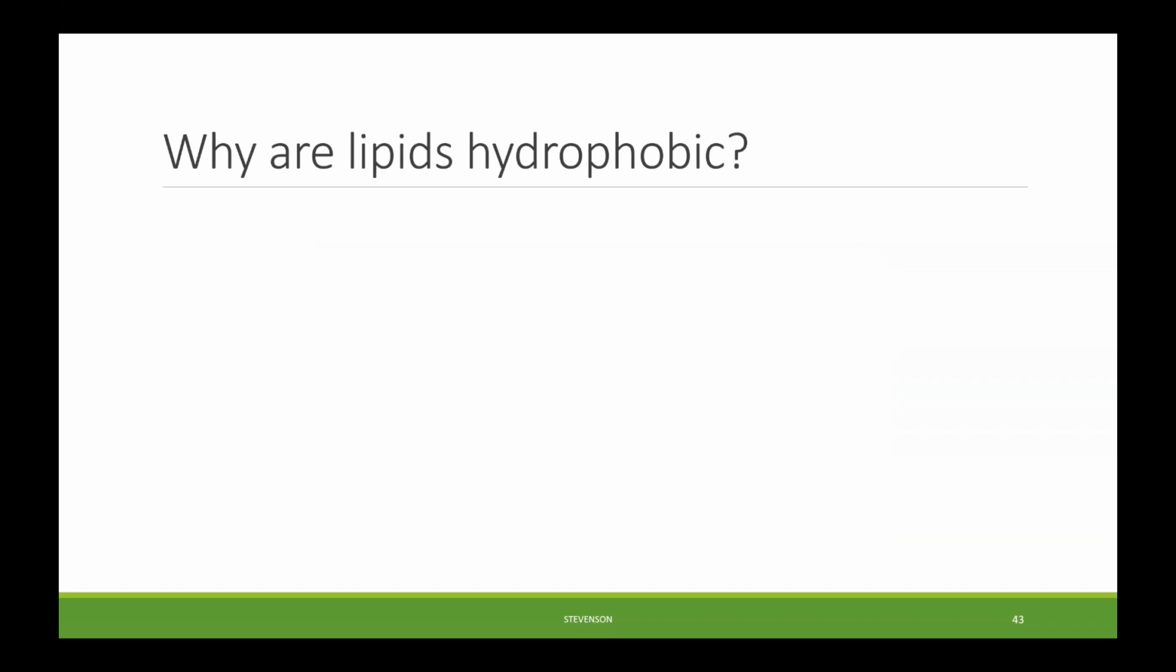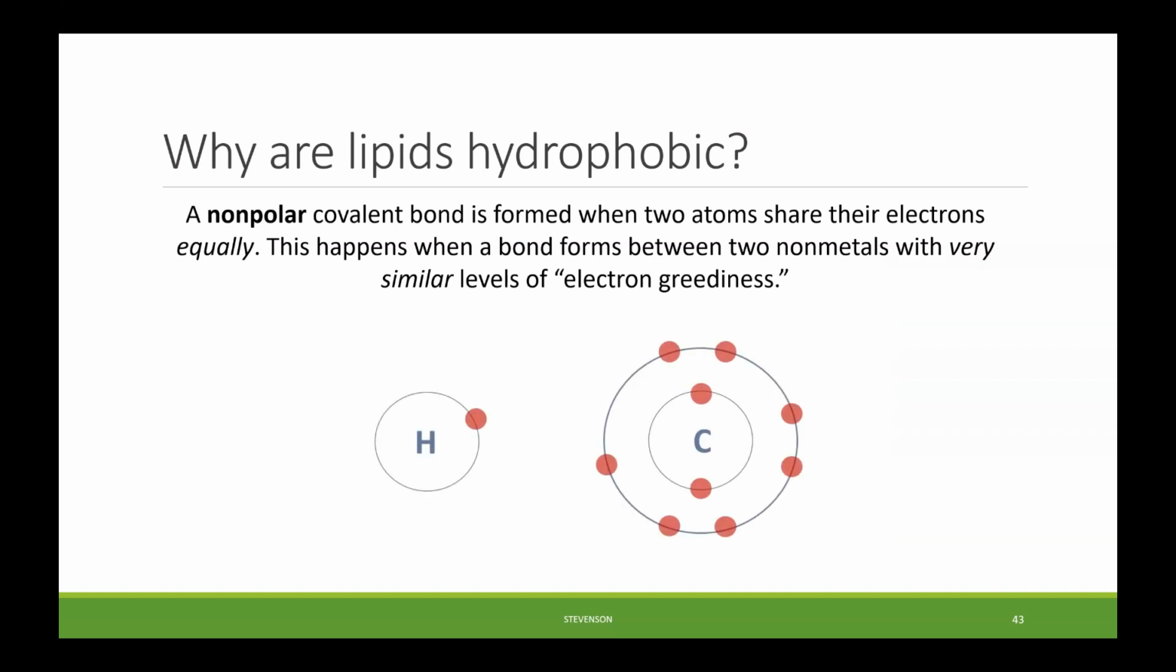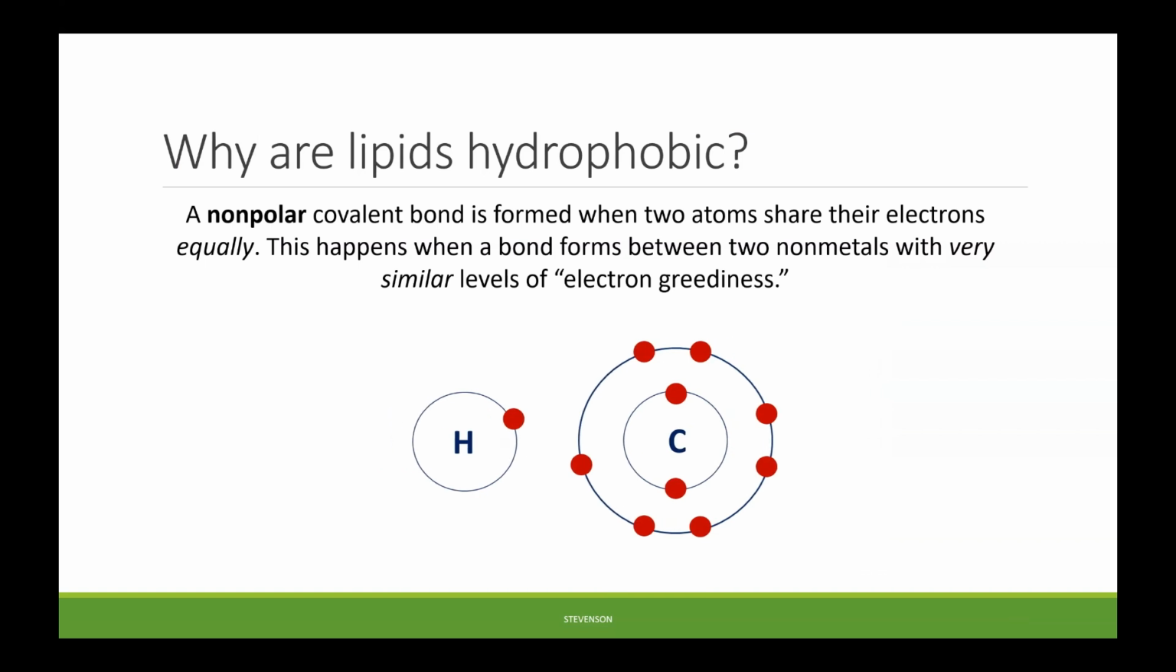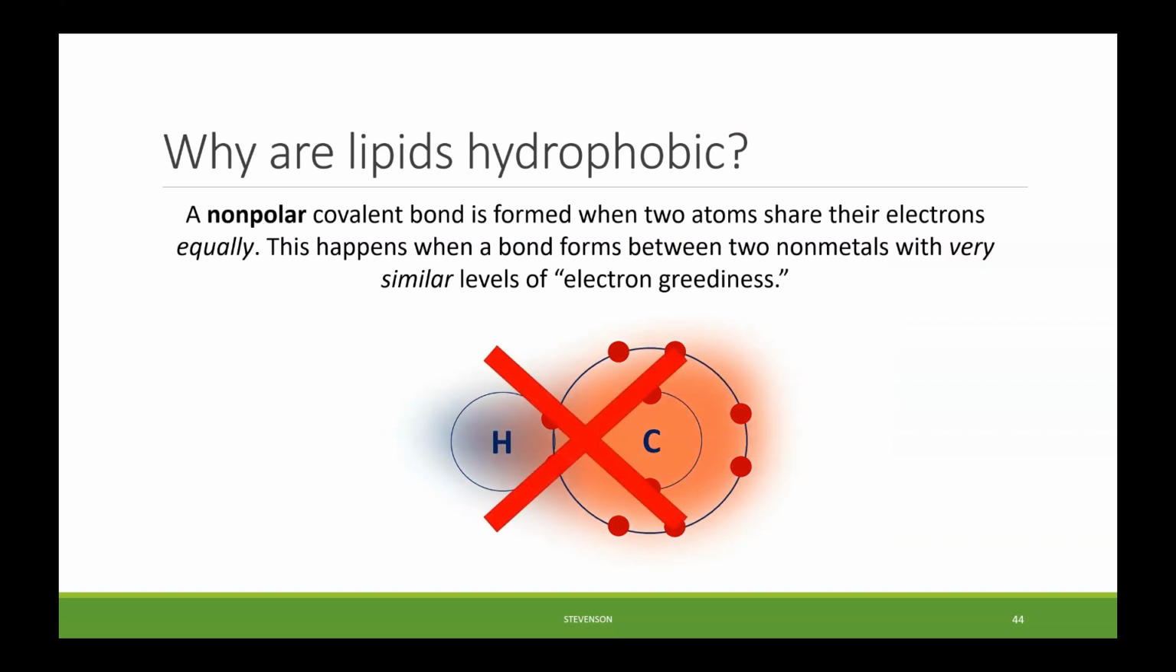Well, you may remember from our previous lecture that there are 2 types of covalent bonds, polar and nonpolar. Nonpolar covalent bonds are formed when 2 atoms share their electrons equally because they have similar levels of electron greediness. And it turns out that this is the case for carbon and hydrogen. Hydrogen and carbon will each happily bring an electron to the table, and they will share them equally with each other. And in doing so, they create a nonpolar bond. They do not develop slightly positive and negative ends that would result from unequal electron sharing.